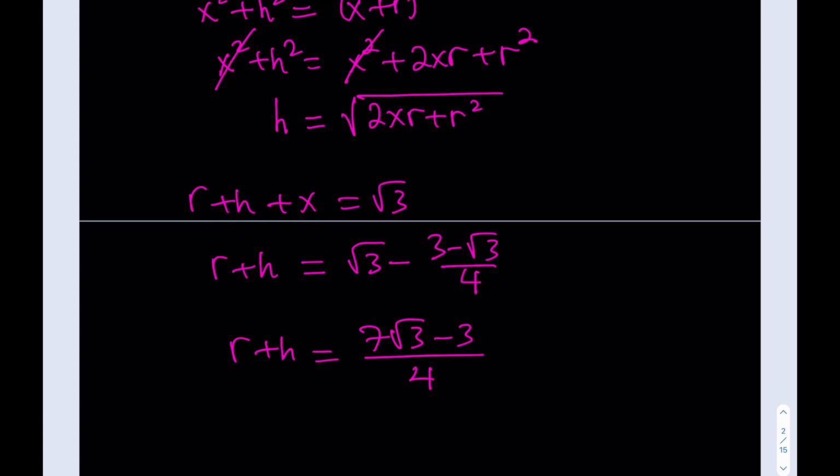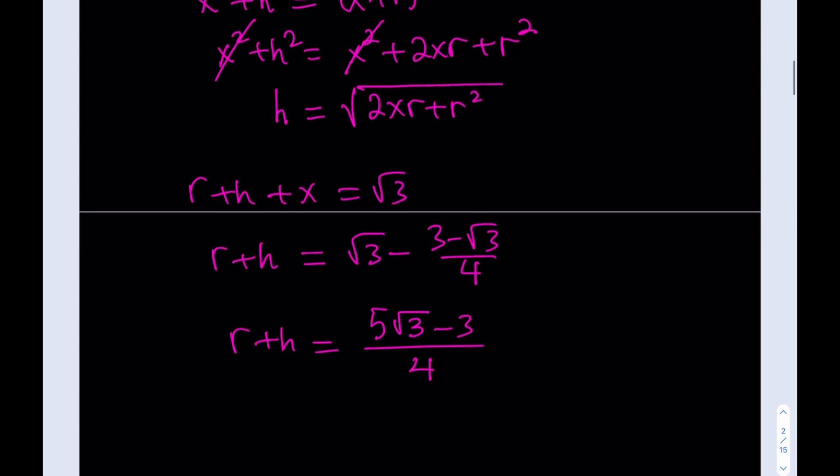4 root 3 plus root 3. Okay, we did make a mistake. Okay, awesome. Great. Beautiful. So it's not 7 root 3 because it is 4 root 3 plus root 3. So that will be 5 root 3. There we go. Okay. All right. So this is the value of r plus h.